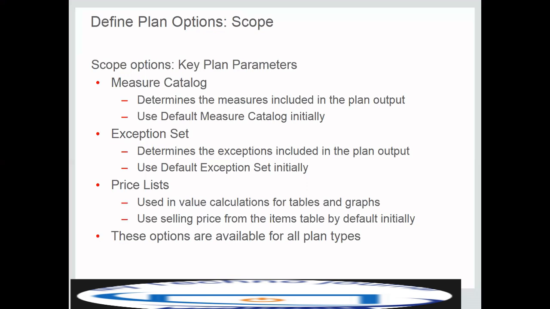So I can make an exception set, include the exceptions which bother me, and then include this exception set into my plan. When the plan is run, I will see only those exceptions which are part of my exception set. Similarly, the price list I want to include. These options are available for all plan types. The measure catalog, the exception set, the price list, all these are applicable for all plan types, no matter whether it is an integrated demand and supply plan, a demand plan, or a supply plan.